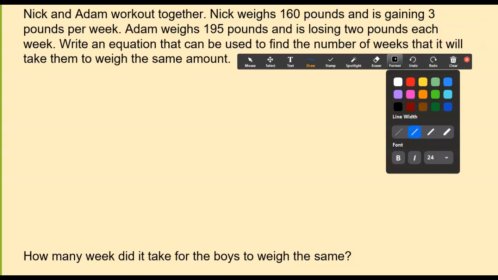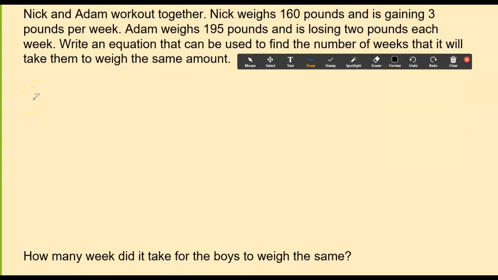Adam and Nick work out together. Nick weighs 160 pounds and is gaining 3 pounds per week. Adam weighs 195 pounds and is losing 2 pounds each week. Write an equation that would be used to find the number of weeks that it will take them to weigh the same amount. So we're writing an equation.